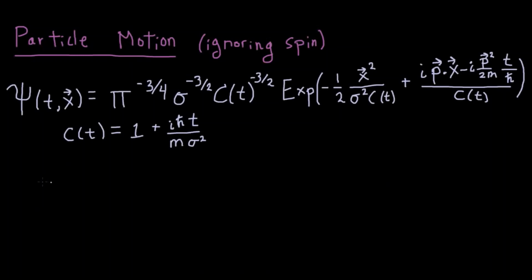Now, the next thing you might wonder is, what is the absolute value of psi of t and x squared? Because that's the probability density of where the particle is. So I'm just going to write that out really quick right now.